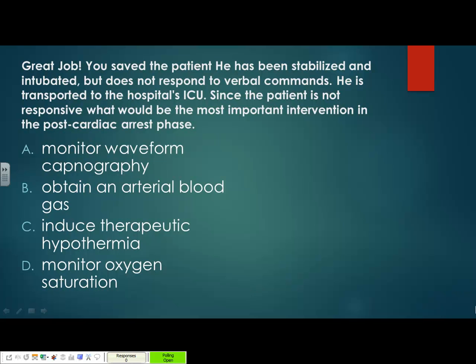Great job. You saved the patient. He has been stabilized and intubated, but does not respond to verbal commands. He is transported to the hospital's ICU. Since the patient is not responsive, what would be the most important intervention in the post-cardiac arrest phase? Monitor waveform capnography, obtain an ABG, induce therapeutic hypothermia, or monitor O2 sat.